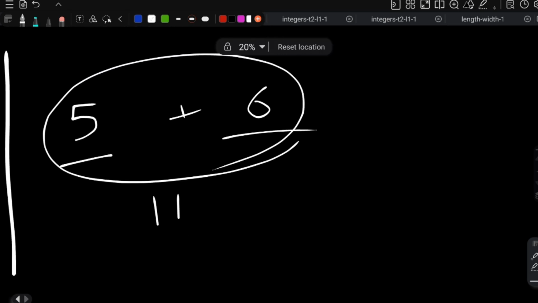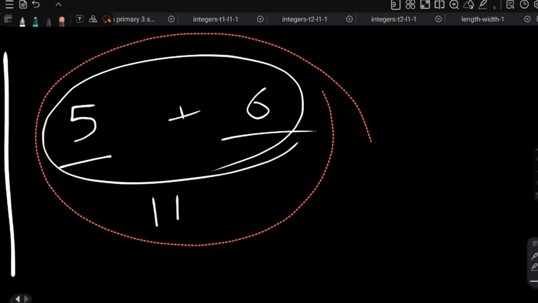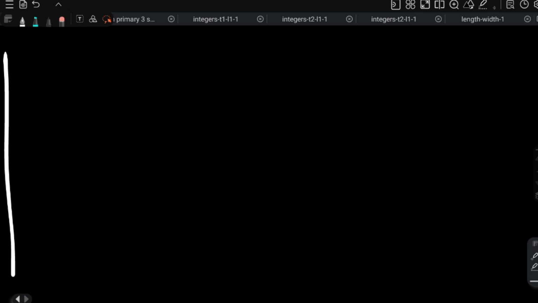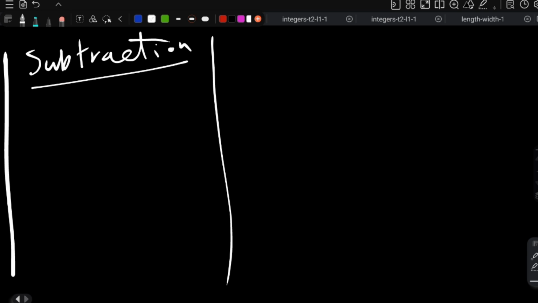Okay, so let's go to the second operation, which is also common. It will be subtraction. Subtraction has a lot of keywords also. The first one, from the word subtraction, is subtract. Subtract means I will take a number from a number.